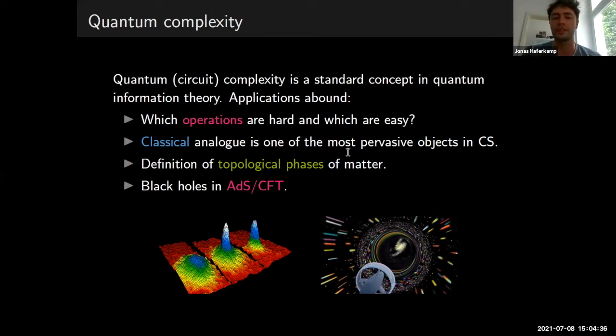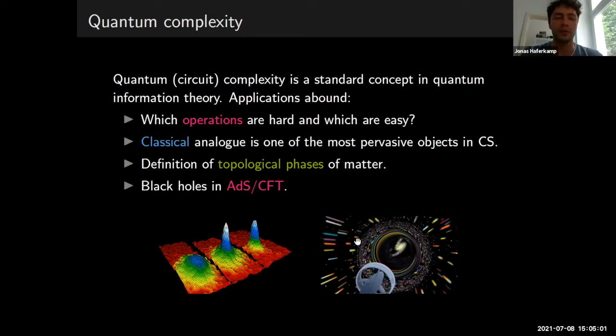This is also how it works for classical systems, and the classical analog of quantum circuit complexity really became one of the notorious bad boys of computer science since the 90s. The problem with this is that lower bounding classical computer complexity is related to the separation of complexity classes and therefore notoriously hard.